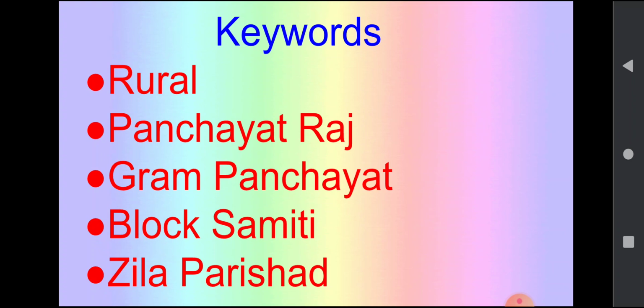Our today's keywords are rural, Panchayat Raj, Gram Panchayat, Block Samiti, Zilla Parishad. Rural areas are developed through Panchayat Raj, in which three types of government come: Gram Panchayat, Block Samiti, Zilla Parishad. Gram Panchayat is a panchayat which looks after a village. Block Samiti looks after a block of 50 villages. And Zilla Parishad looks after a whole district.